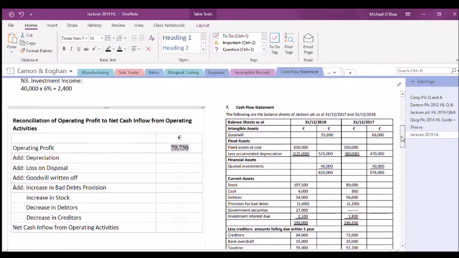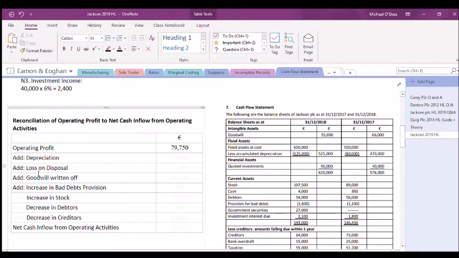Now, the reconciliation is different in the sense that depreciation is normally seen as a bad thing, so I reduce it from my profits and I'd find out what my profit was excluding depreciation. But as we said, this has got nothing to do with cash, so I want to get rid of it. I don't want to see it. So to get rid of it from my operating profit, because I previously would have reduced it because it's an expense, I'm going to add it back in.